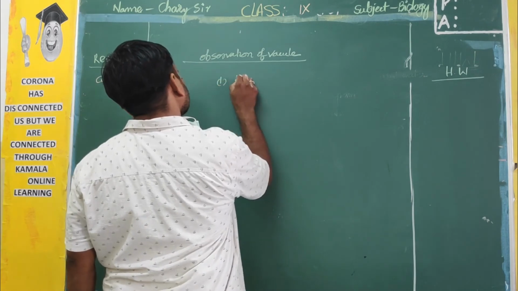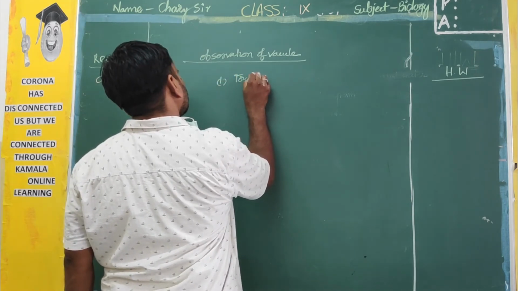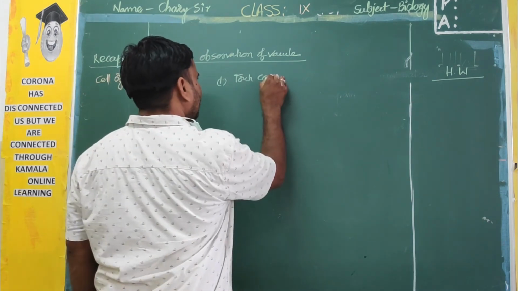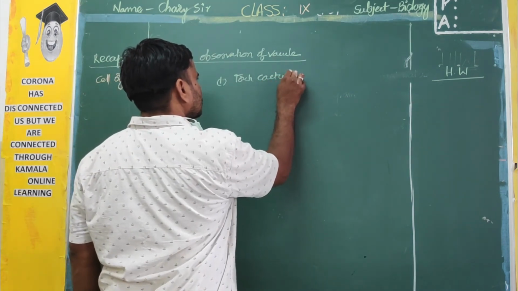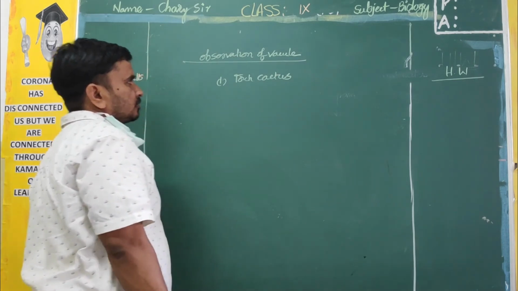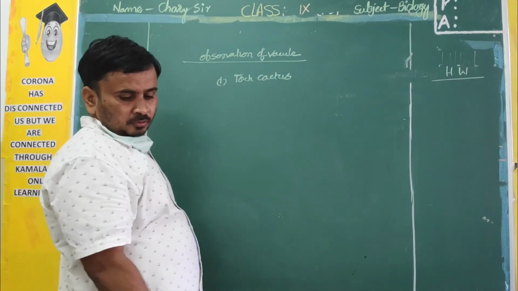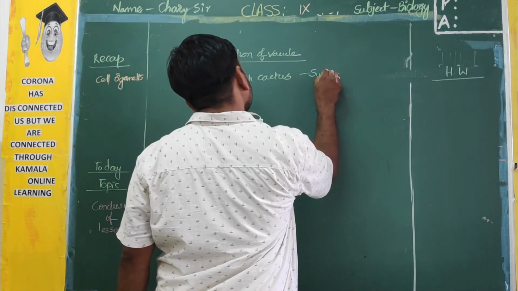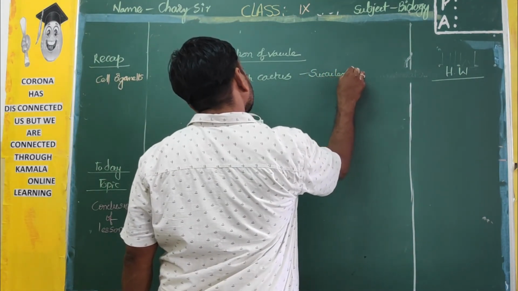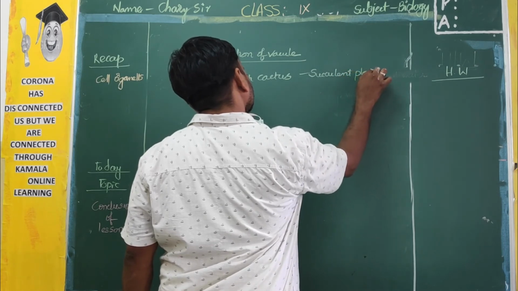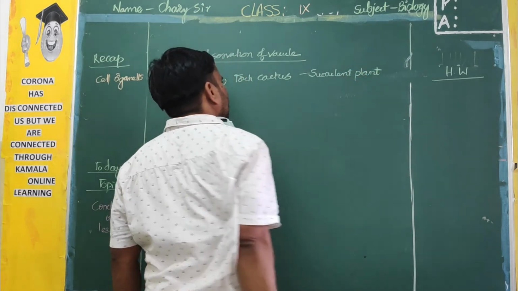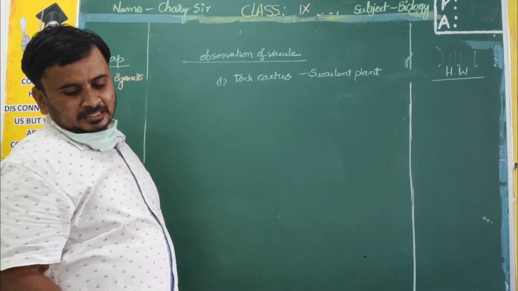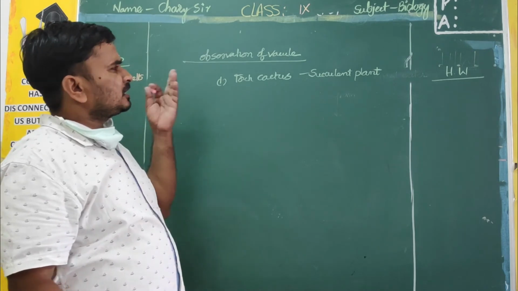First one is torch cactus. One plant you have to take. It is a succulent plant, which means it is a very tender plant.